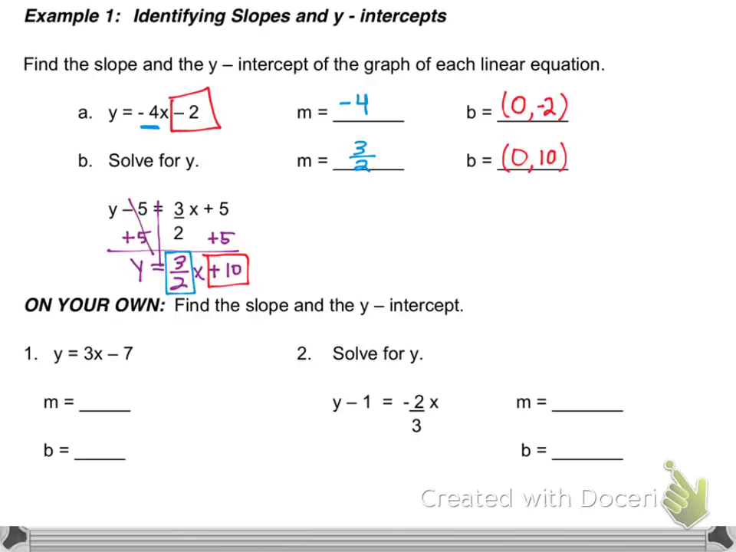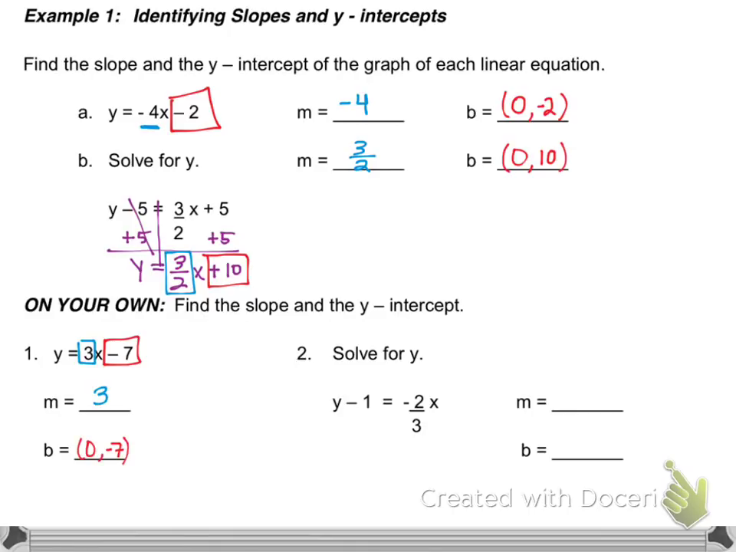Alright, if you need to watch that part again, go ahead and rewind. Now that you're done writing, just pause, watch the video, rewatch it, okay? If you feel like you can do it on your own, then move on to the on your owns, numbers 1 and 2. Pause the video and move on to the on your owns, numbers 1 and 2.